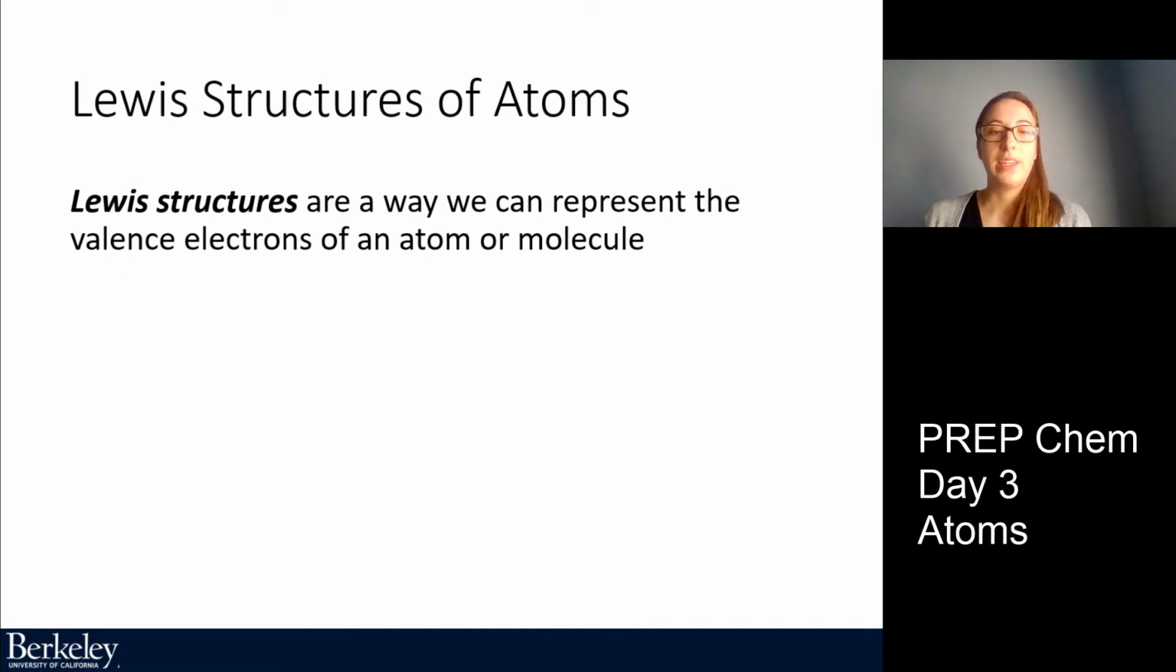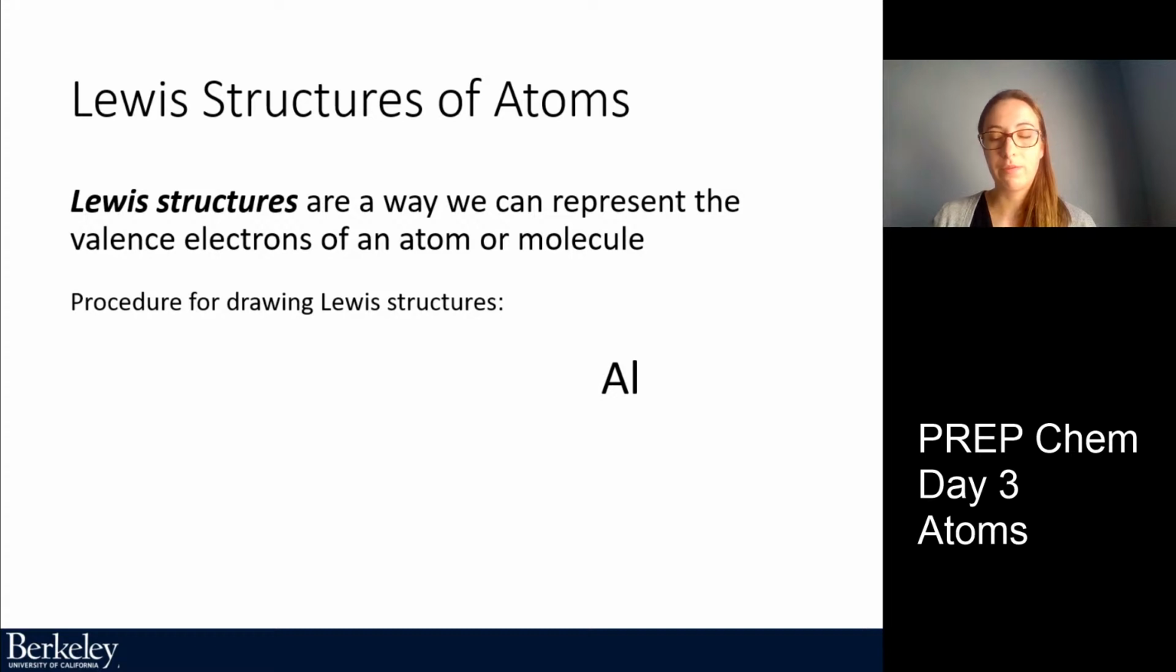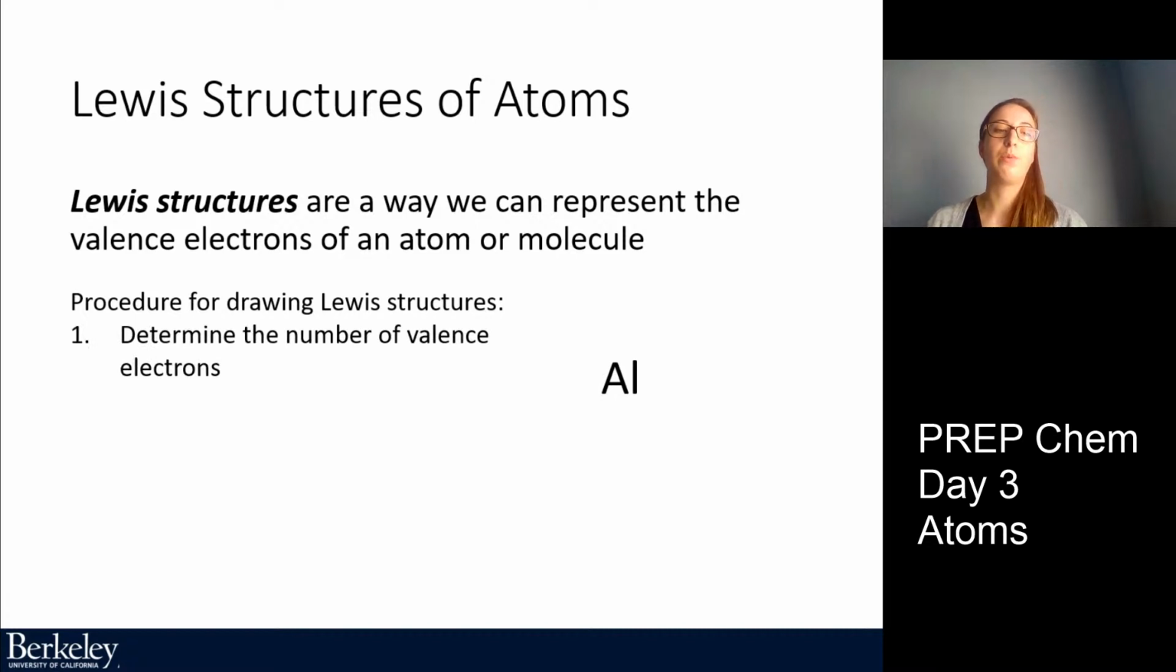So we can represent the valence electrons of an atom or molecule using Lewis structures. So I'm going to quickly go over the procedure for drawing a Lewis structure while doing an example. So let's think about drawing a Lewis structure for the element aluminum. So first, you'd want to determine the number of valence electrons that aluminum has. Like we discussed, you can actually read this off the periodic table. So aluminum has 3 valence electrons.